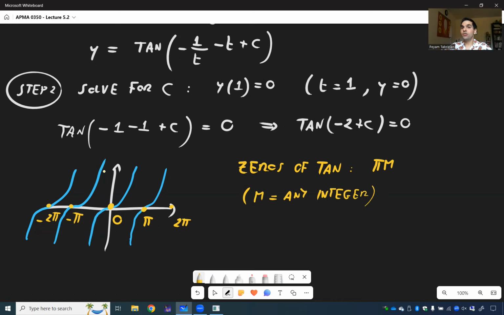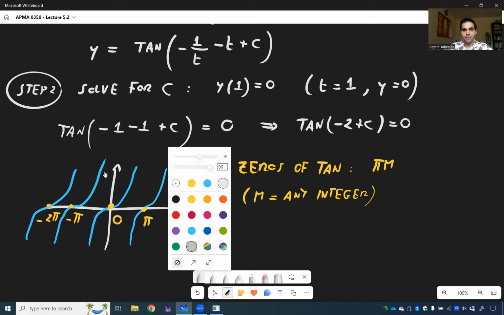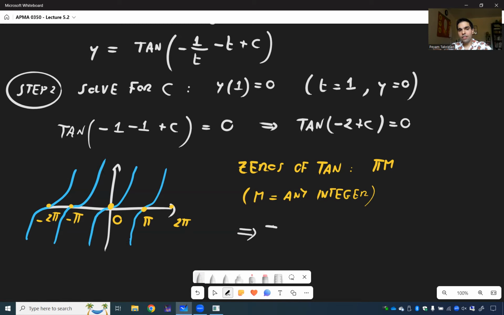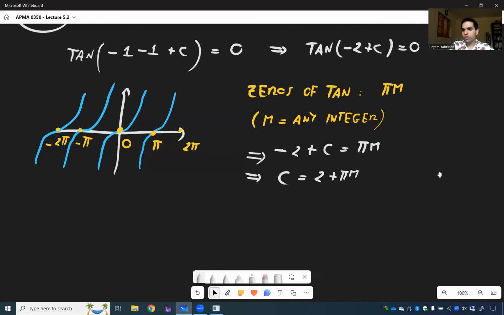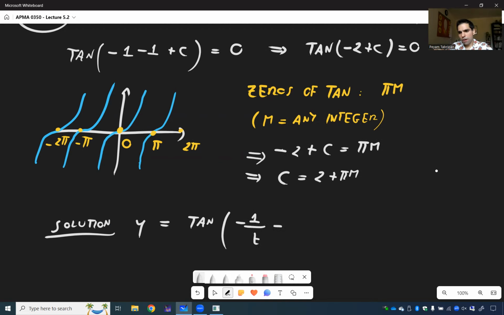So 0, pi, 2 pi, 3 pi, but also negative ones. So in particular, to continue with that problem, we then get minus 2 plus c equals pi m. So c is 2 plus pi m. And so what is the solution in this case? y is tangent of minus 1 over t minus t plus 2 plus pi m.